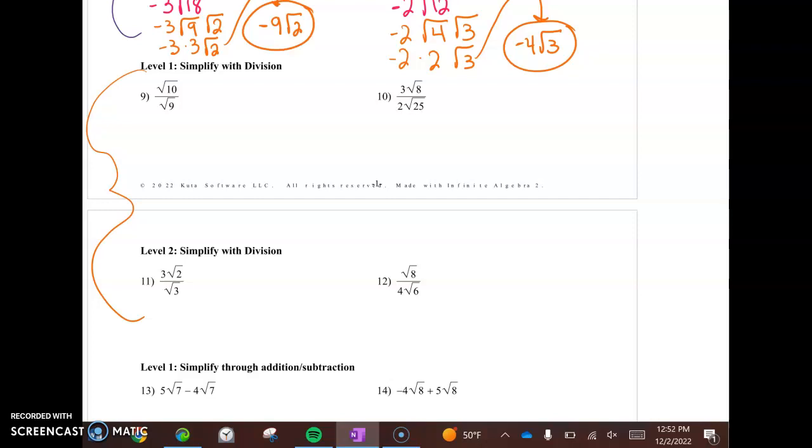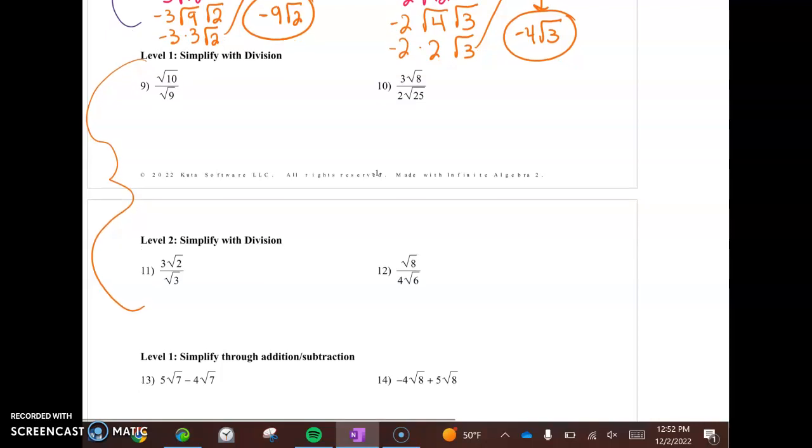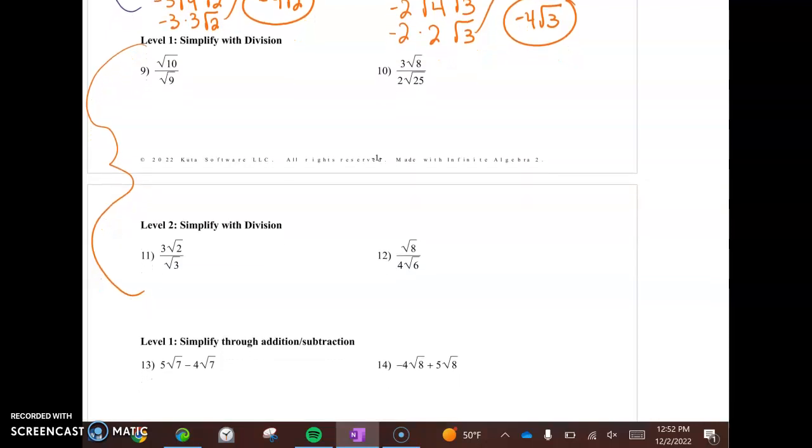Number 10, 3 and 2, the outies can't simplify. 8 and 25 can't simplify, and I can't take 8 and divide it by 25. So number 11, the 3 has nothing to simplify with, and my innies, 2 can't divide by 3, and 2/3 is a fraction I can't simplify. But on number 12, even though 4 as an outie doesn't have anything to simplify with, 8 and 6, I could divide both of those by 2, and that turns my numerator into a 4, and my denominator into a 3. So that's all I'm looking for first.